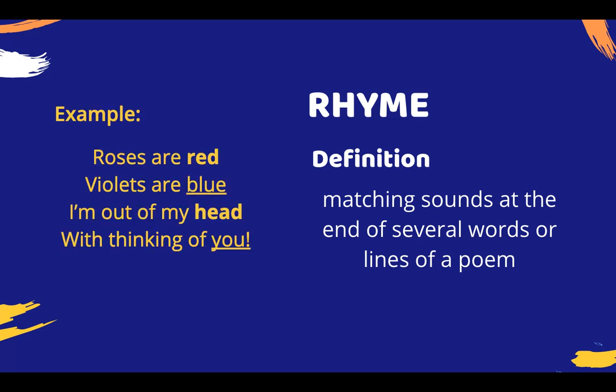And the example that you already have on your notes is: roses are red, violets are blue, I'm out of my head with thinking of you. And this is a perfect example of what I was talking about. Here, red and head rhyme, even though they are spelled differently. Blue and you rhyme, even though they are spelled differently.